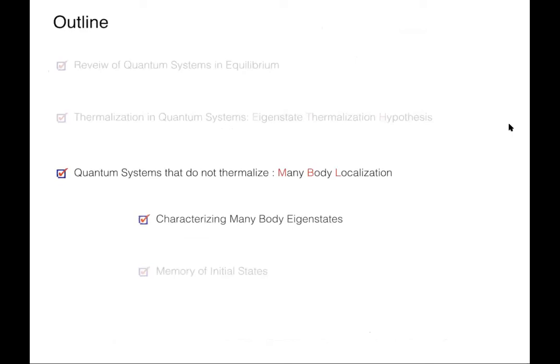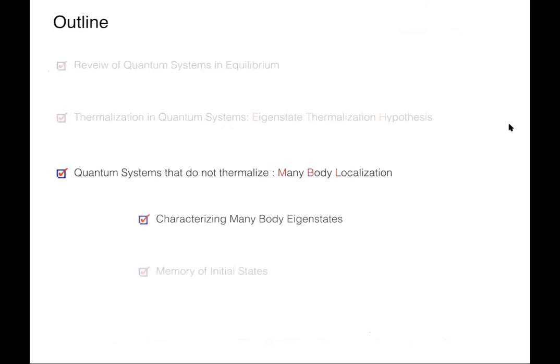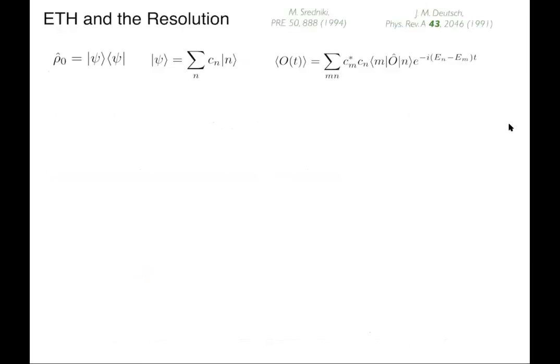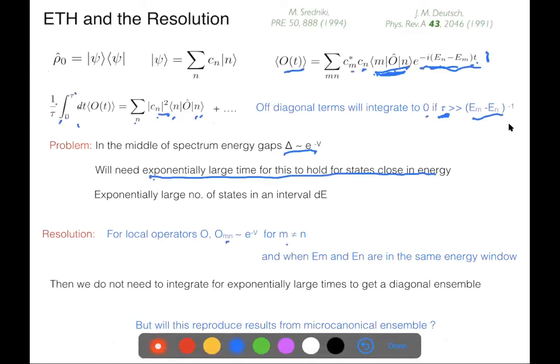Could you please go back two slides? Two slides back. Yeah. How do the off-diagonal terms integrate to 0? Oh, because if I integrate just e to the power i omega t over some scale which is much larger than 1 over omega, it will average to 0 essentially. Yeah, I got it.